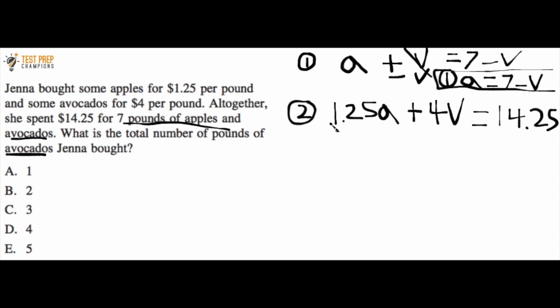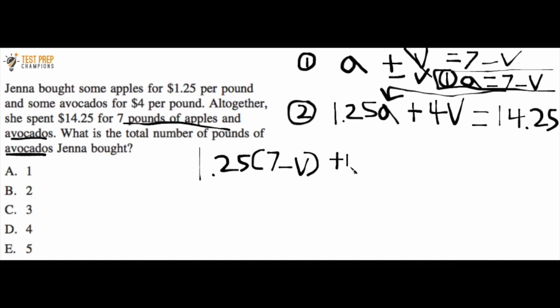So now I'm going to come down here to equation 2, and in place of the A, I'm going to write in 7 minus V. Let me rewrite 2 now. So I'll have 1.25 times (7 minus V) plus 4V equals 14.25.